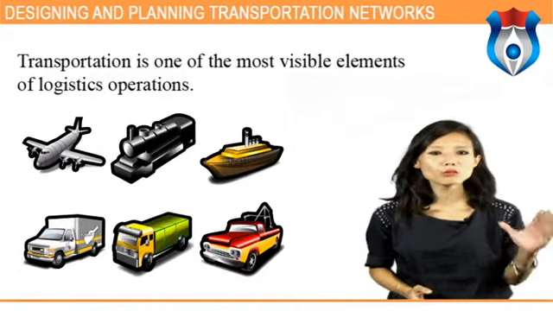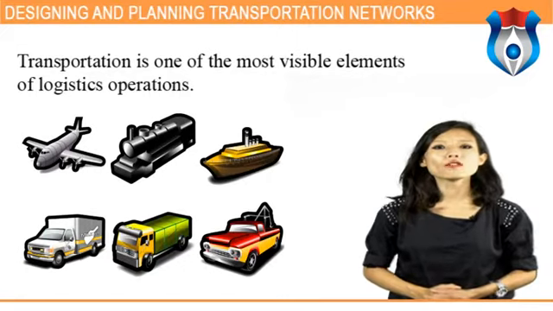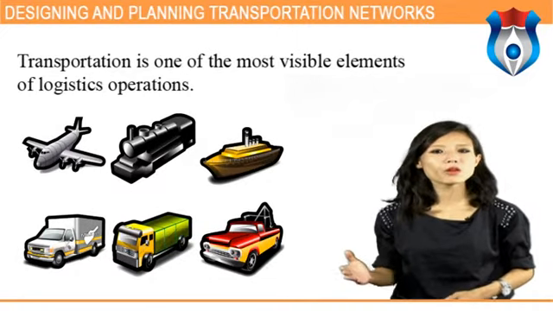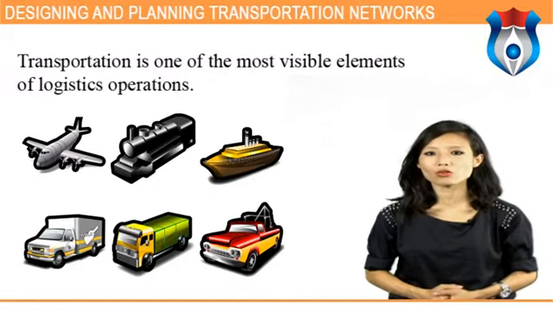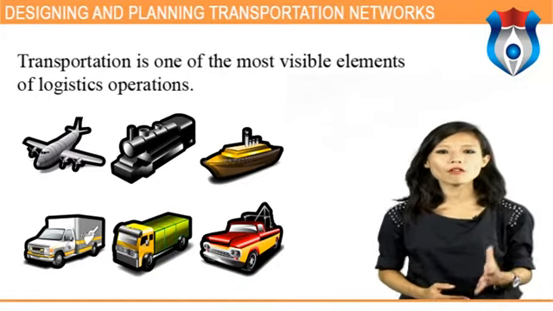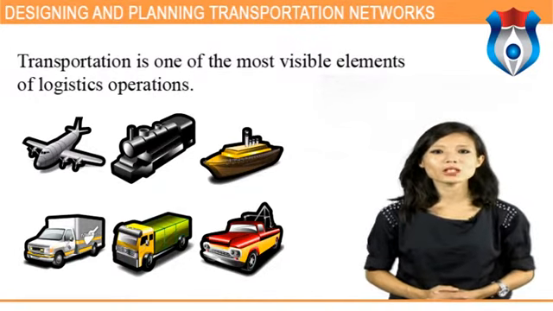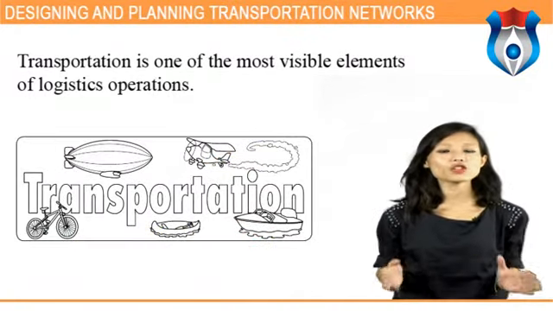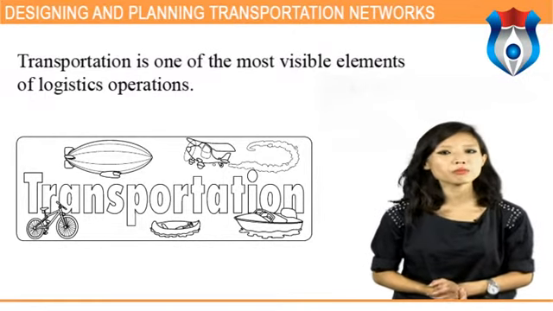Transportation is one of the most visible elements of logistic operations. The role of transport in the national economy is very crucial. Every business firm, regardless of what it produces or distributes, requires a movement of goods from one point to another and therefore is involved in transportation. Transportation essentially concerns the spatial dimension of the business firm.